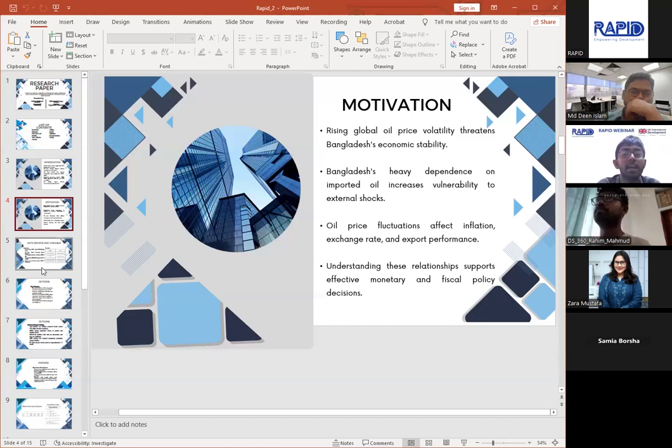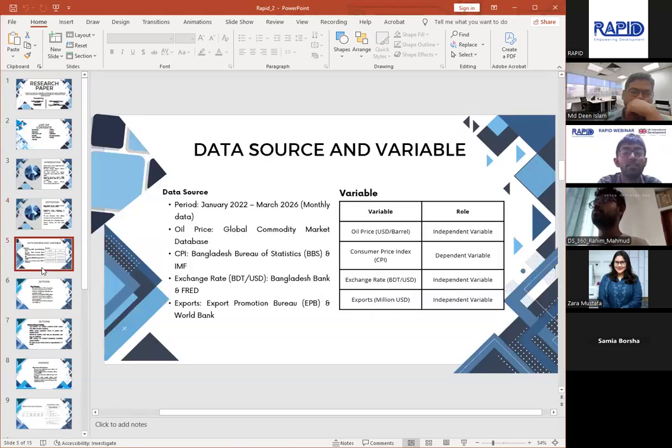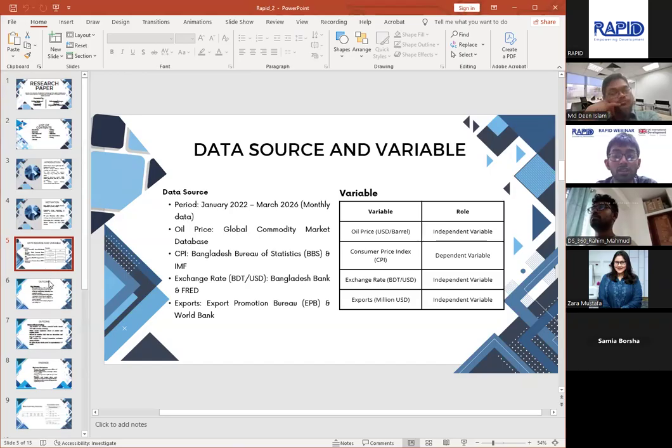Now, moving on to the next slide, we have our data source and variables, where we can see we have used four variables. The first one is oil price, which we have measured in USD per barrel. The second one is consumer price index, or CPI, which is the only dependent variable of our model. The third variable we used is the exchange rate, and the fourth one is exports. On the independent variable side, we have included the exchange rate, which is measured as Bangladeshi taka per US dollar, sourced from Bangladesh Bank and the Federal Reserve Economic Data, or FRED.